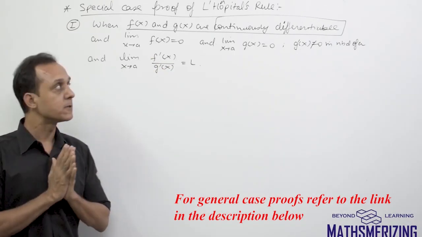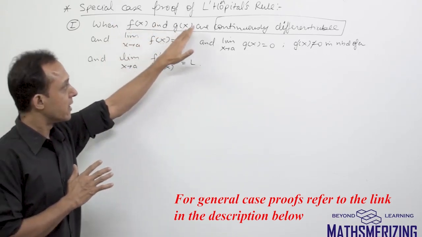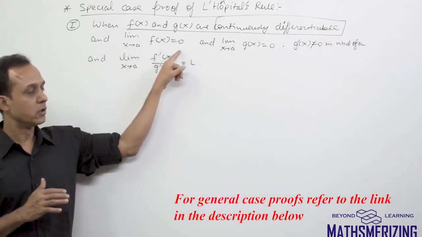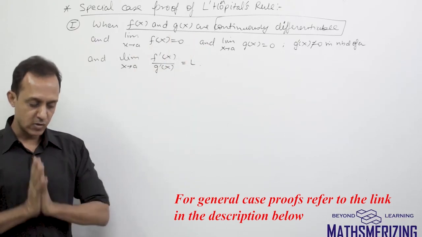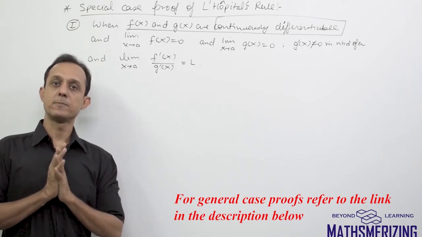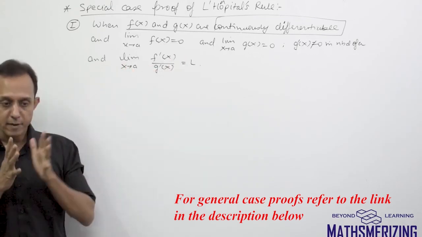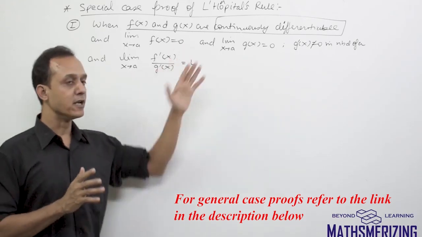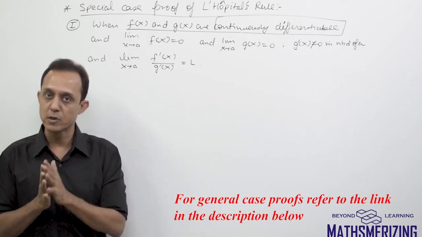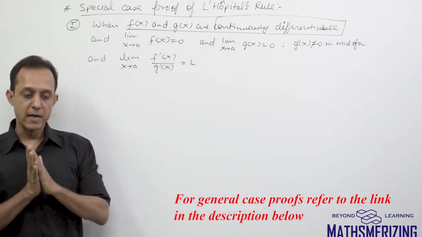Now we'll consider a special case proof of L'Hopital's rule, when f(x) and g(x) are continuously differentiable functions, and the limit as x tends to a of f(x) is zero, and the limit as x tends to a of g(x) is zero. Why are we discussing this special case proof? Because at our level, when we deal with L'Hopital's rule, we mostly deal with functions which are continuously differentiable. For example, polynomial functions, trigonometric functions, exponential functions, logarithmic functions are all examples of continuously differentiable functions. So let us get on with the proof.